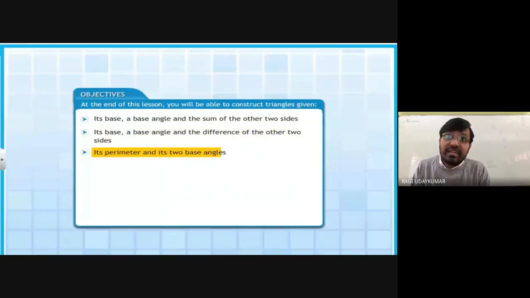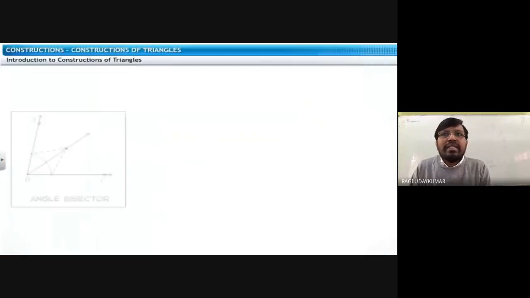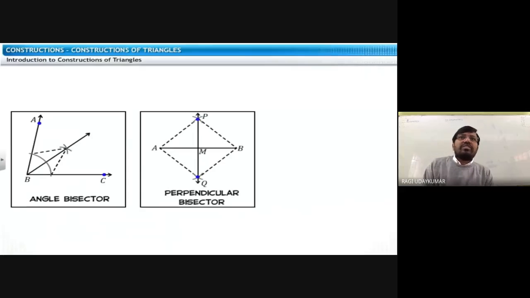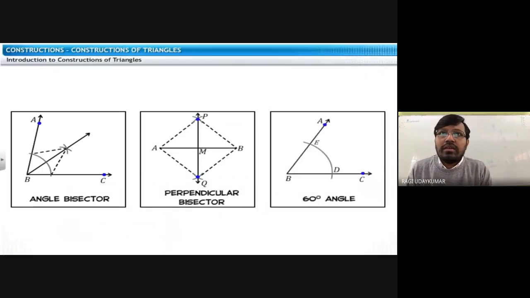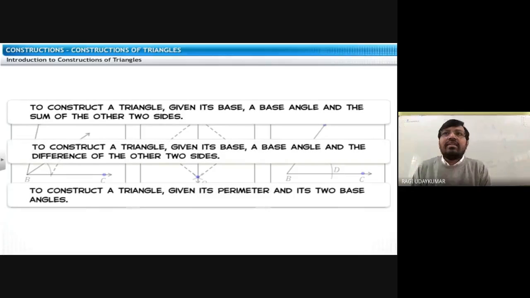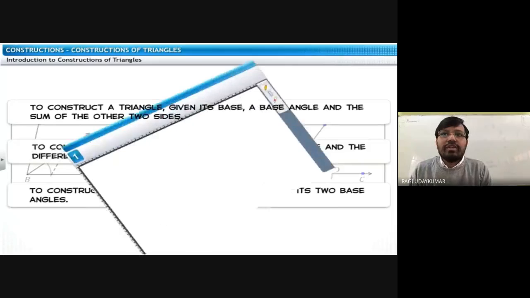Base angle and difference of other two sides. Perimeter and base angles. So in construction of triangles, we have learned till now these three things: angle bisector, perpendicular bisector, and 60 degrees. Now to construct the triangle given its base, these three things we are going to learn.